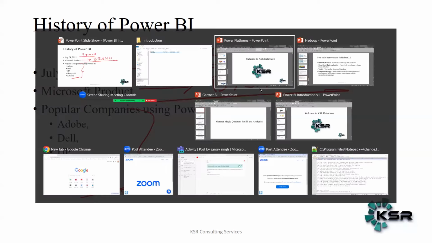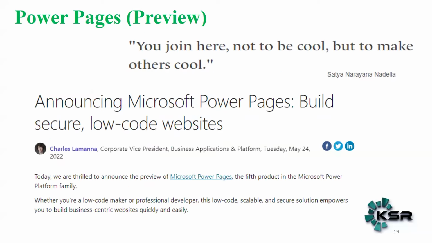People think that once you join Microsoft, your life is cool. But he came up with one statement. Can anyone read this? He told every Microsoft employee this: You join here not to be cool, but to make others cool. One more time. You join here not to be cool, but to make others cool.